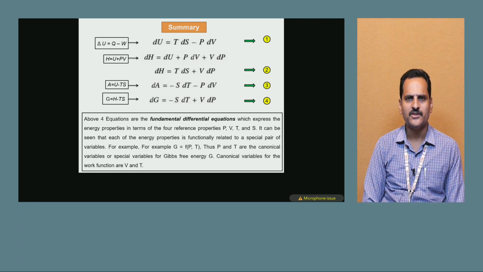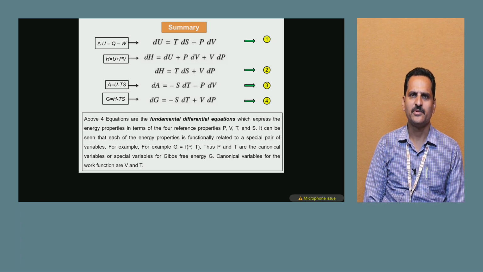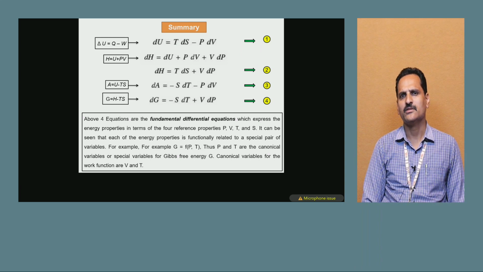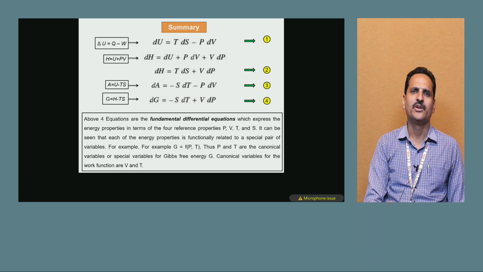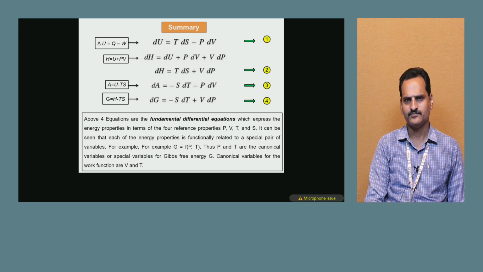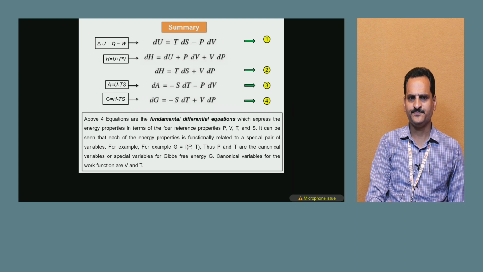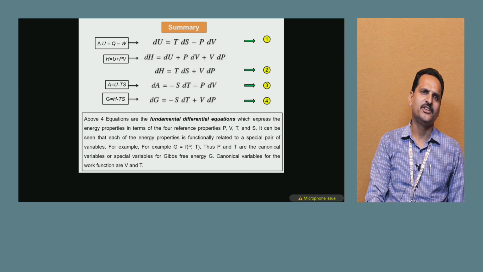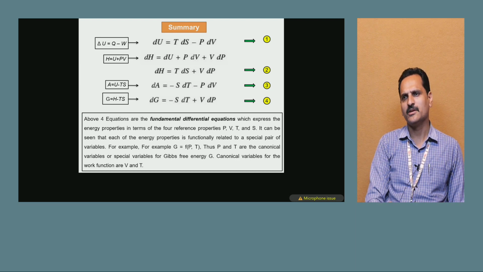So all these fundamental property equations express the energy properties in terms of four reference properties such as pressure, volume, temperature and entropy. All these four energy properties generally cannot be measured directly, but can be estimated through reference properties or primary properties or natural variables such as pressure, temperature, volume and entropy.